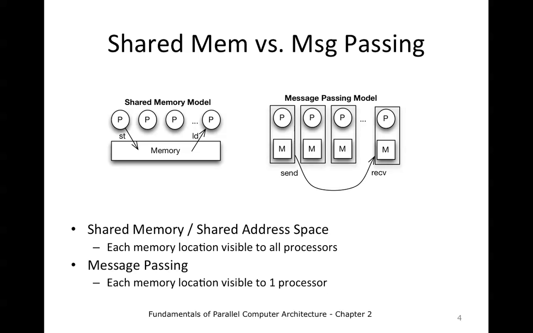The alternative to that is the message passing model. The message passing model is different in the sense that it assumes that processors have their own view of the memory, have their own memory, and they cannot see each other's memory. So in order for one processor to send a value to another processor, it has to explicitly perform a message send, and the other processor has to explicitly receive the message.